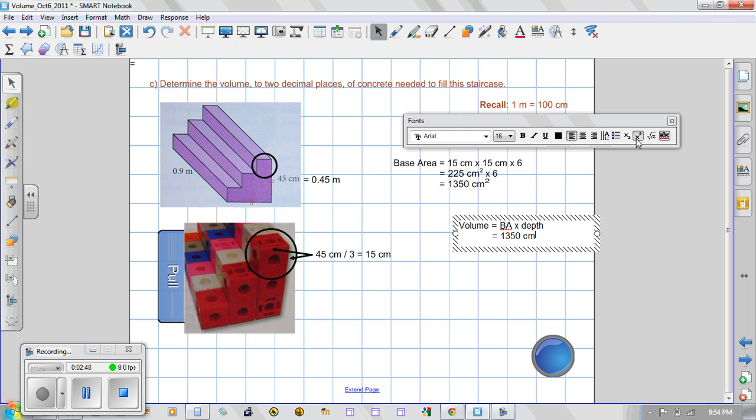Now I'm just noticing that I didn't take my own advice by using the measurement in meters. So in order for us to continue working in centimeters, we're going to have to convert 0.9 meters into centimeters, which is done easily by multiplying through by 100. So that's going to give us 90 centimeters.